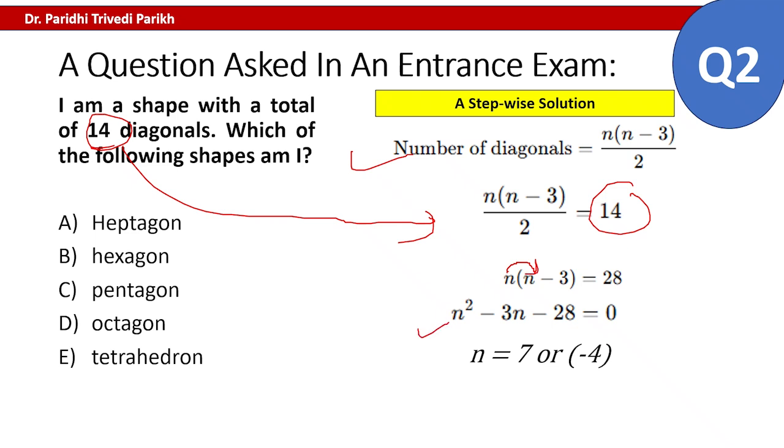Now, n is multiplied here, which is n squared. n is multiplied here, that is minus 3n. And this 28 is shifted to this side, which is minus 28. I think I have spoken something wrong.